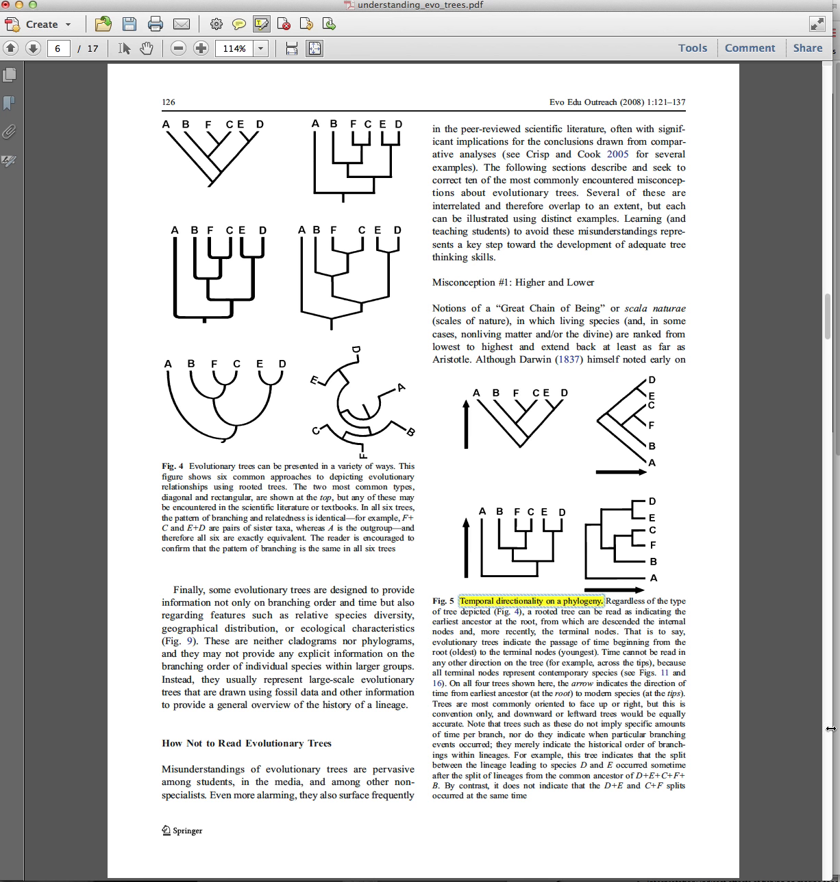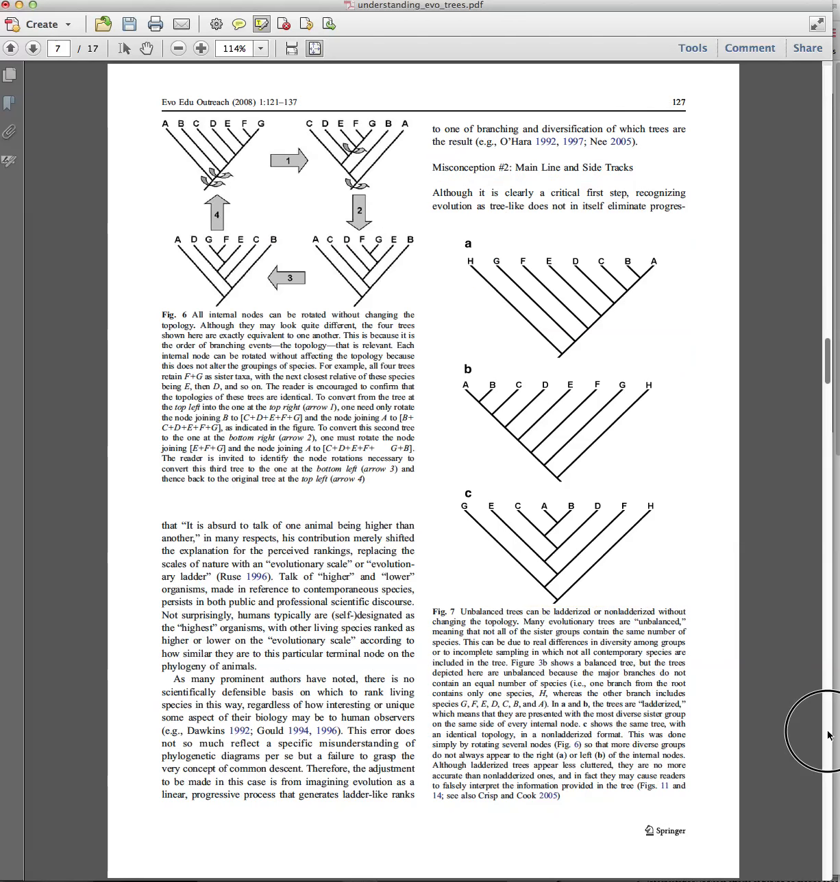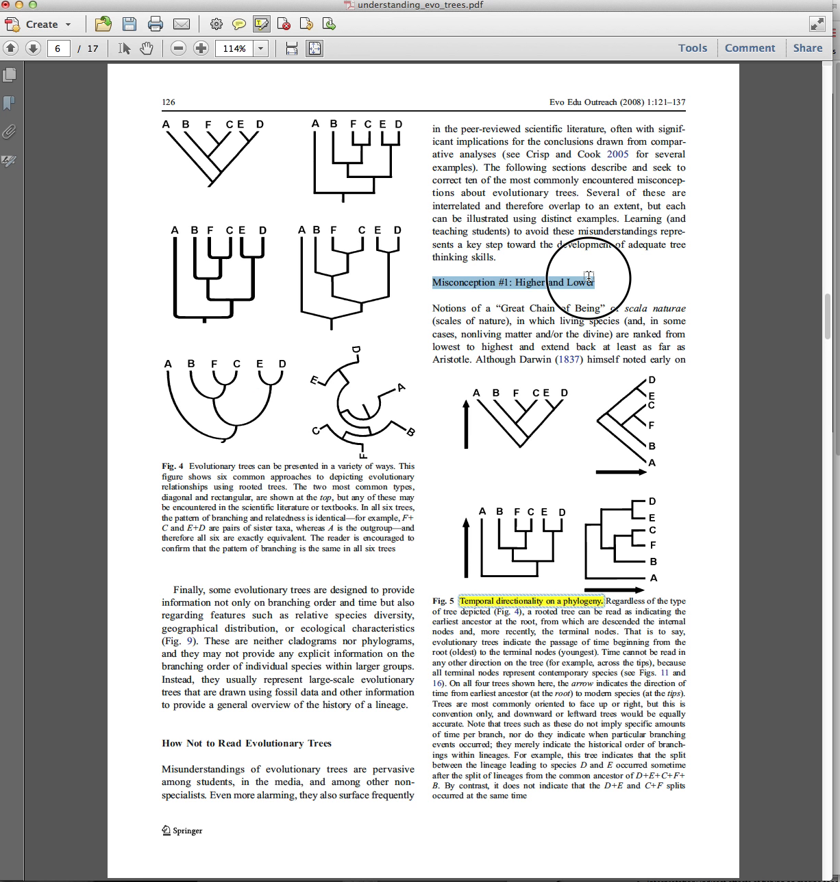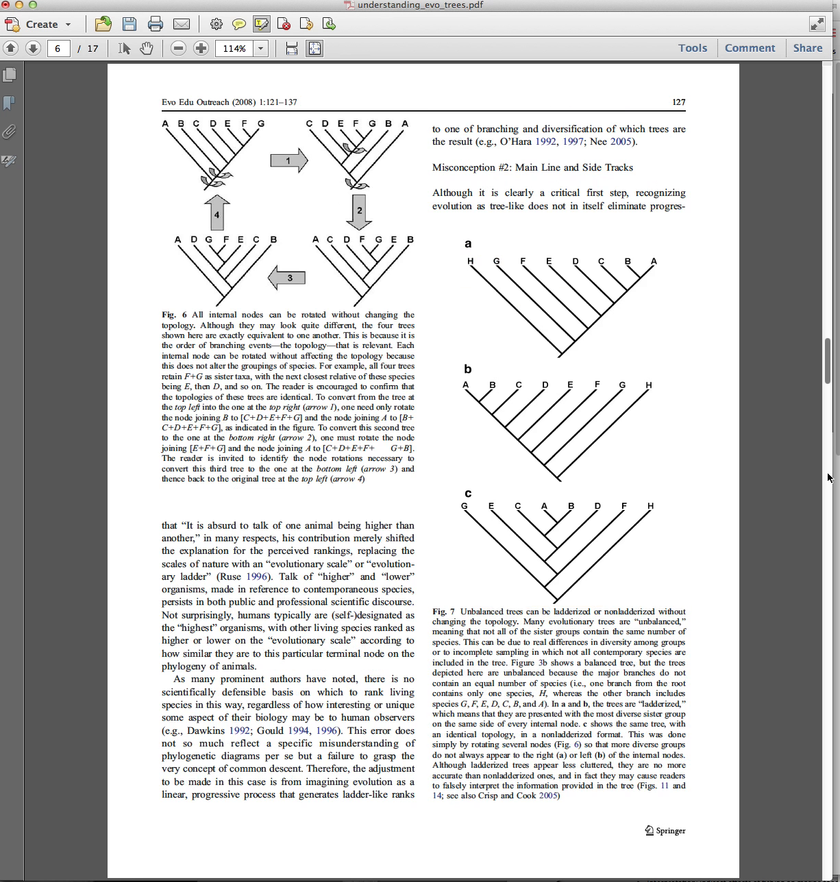Okay, they're going to start talking about how does evolution progress, how is it shown on a tree, this section. So here we get into the misconceptions, higher and lower. Are some animals higher than others? Are they more evolved? Are they more advanced? Are they more primitive or less primitive? So read this section and be sure that you can answer that kind of a question. Misconception 2, mainline and side tracks. This is very much related to this idea of evolutionary advancement.